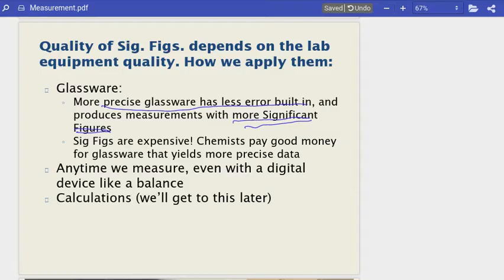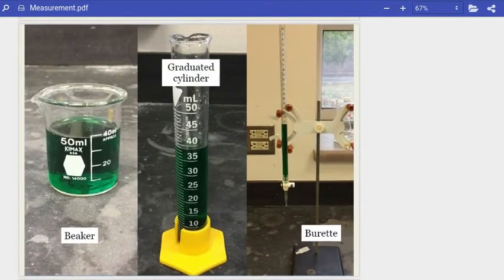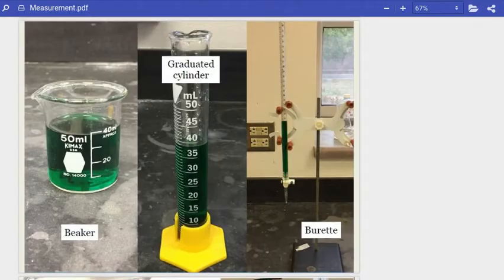We will also use significant figures anytime we measure anything, even if it's just with a digital balance. And then in calculations. We take our data, we process the data to get a result. The quality of that result is going to be dependent on the quality of your initial pieces of data. So here's where we can see this in action. Here we've got 3 different pieces of glassware. We've got a beaker, we've got a graduated cylinder, and we've got a burette.